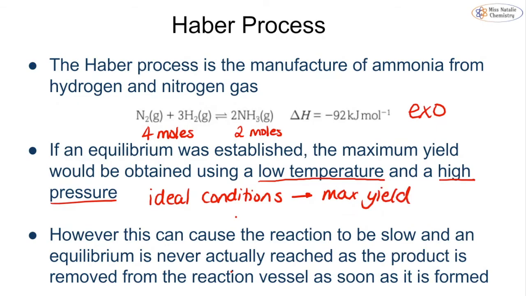Now the problem with this is that a low temperature is going to cause the reaction to be very, very slow. And actually, we never fully reach an equilibrium because as soon as the product is formed, it is removed from the reaction vessel. In order to make equilibrium happen, you need to have this in a sealed container where we're not changing any of the conditions. As soon as we start to remove the product, what we're doing is changing the concentration. So we're not quite getting to that point of equilibrium.